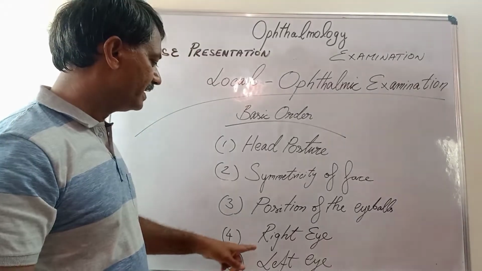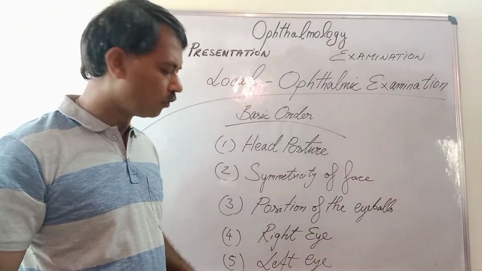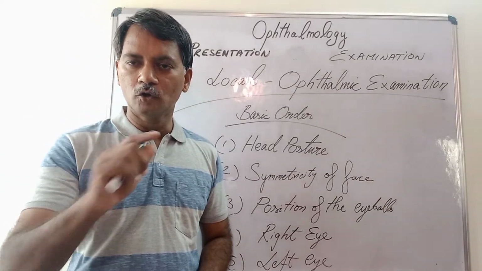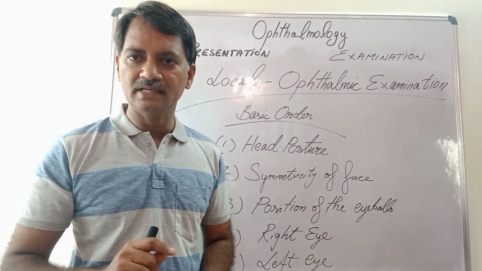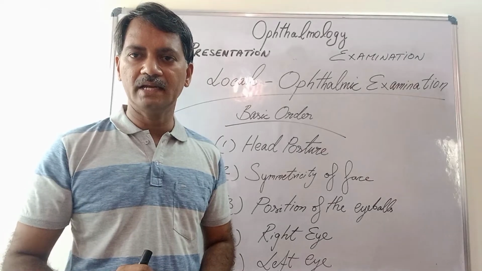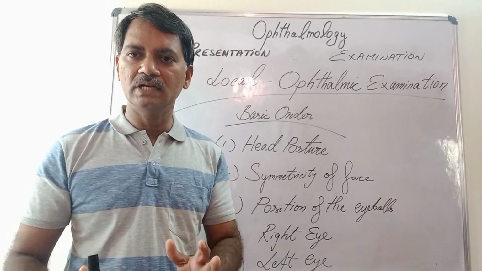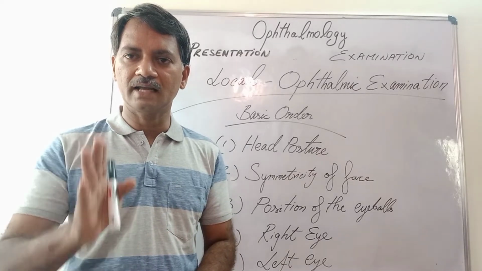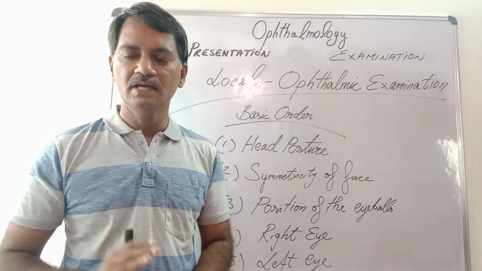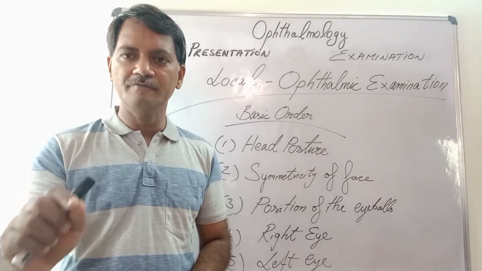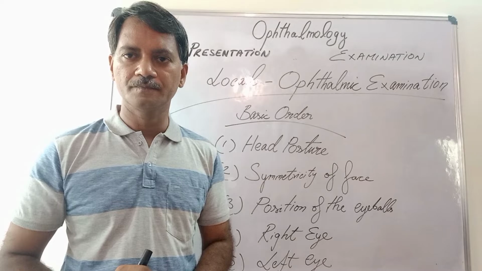Next is the examination of the right eye followed by examination of the left eye. I have told that the first eye to be examined is the right eye. The second eye to be examined is the left eye. This is a universal dictum that the right eye should be examined first, then only the left eye. It has to be recorded in the same way in the case sheet also.